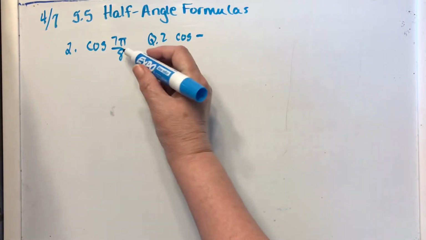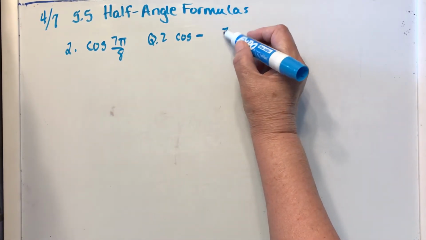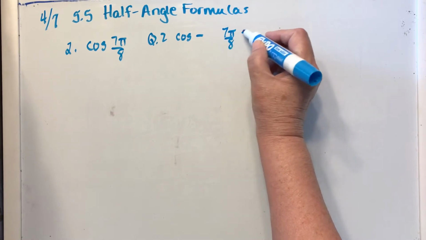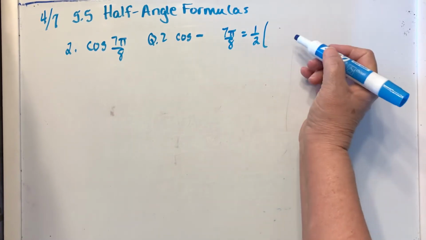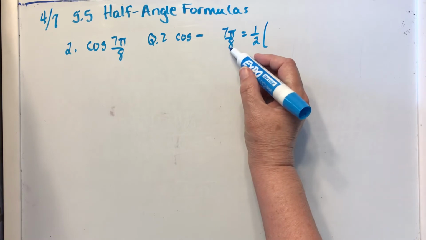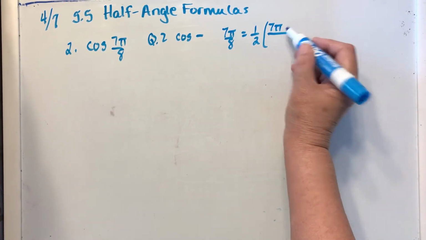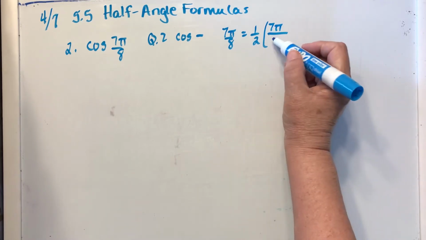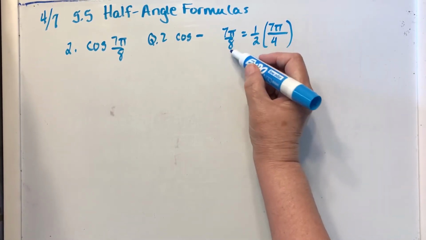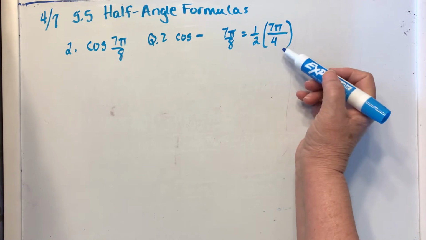Then we need to figure out 7 pi over 8. We need to write that as 1/2 times an angle. And again, all you have to do is divide that denominator by 2. So the 7 pi stays the same. The numerator stays the same. 8 divided by 2 is 4. So 7 pi over 8 is 1/2 of 7 pi over 4.